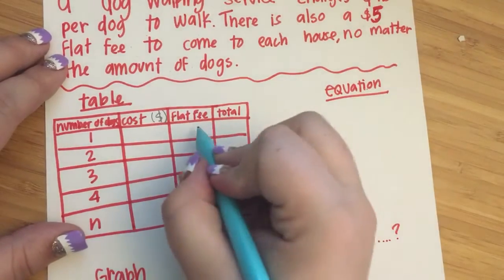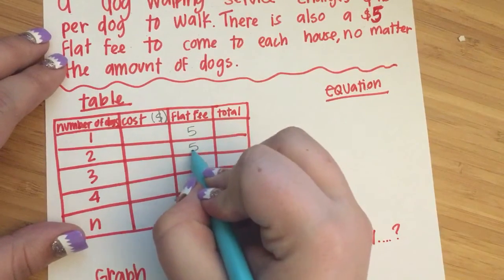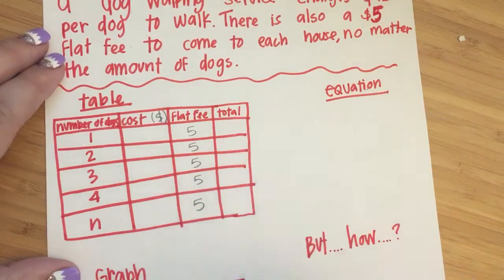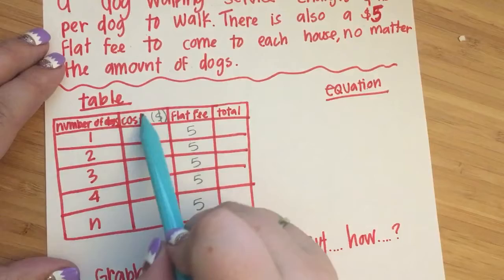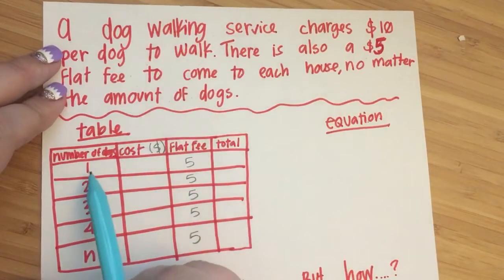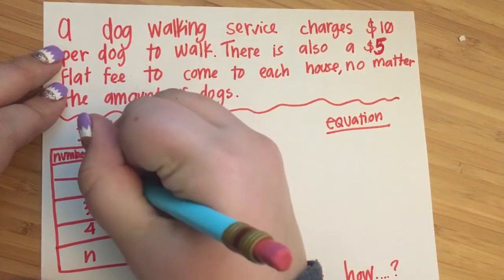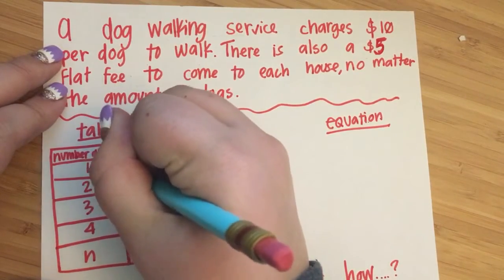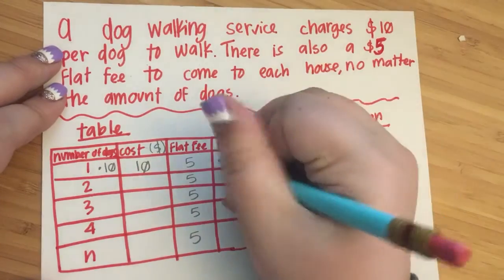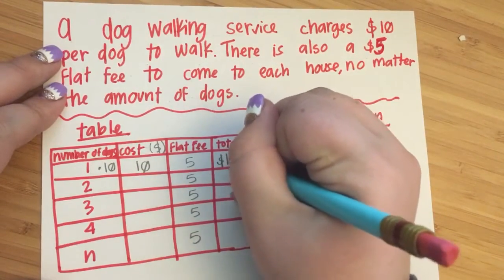So for the flat fee, I can already just put 5 in there. It's going to be a $5 flat fee no matter what, and that's just to show up to your house. So now we need to look at the number of dogs and the cost. So if it's $10 per dog and I only have one dog, well, it's only $10. But I have to add my $10 plus my $5 flat fee, and I get $15.